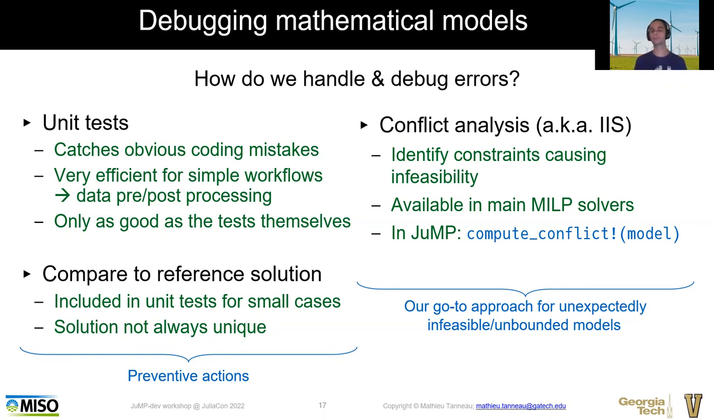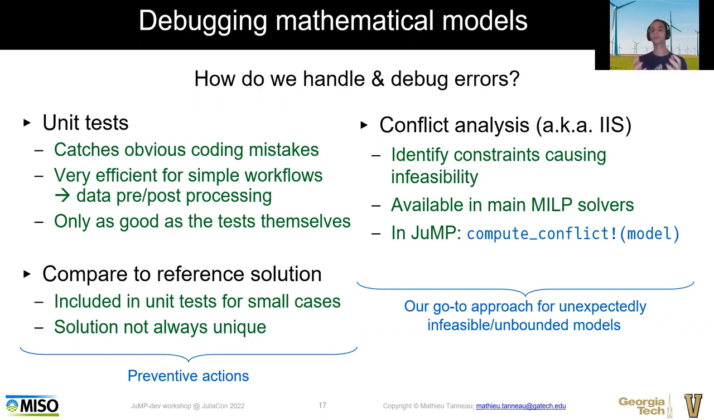It's actually one of the features that JuMP is the only modeling tool that I know of that exports and exposes at the modeling level. Specifically in JuMP, you can use the compute conflict function. Doing that and then looking at the constraints that appear in this conflict and finding out where the cause of the issue is literally our go-to approach for anything that is unexpectedly infeasible, and similarly for anything that is unexpectedly unbounded.